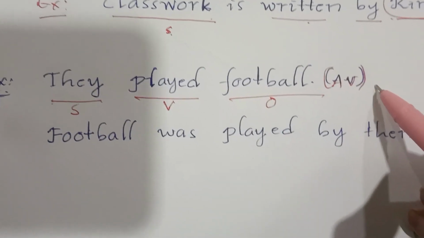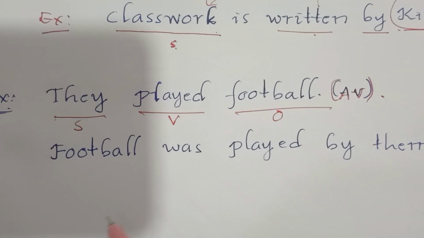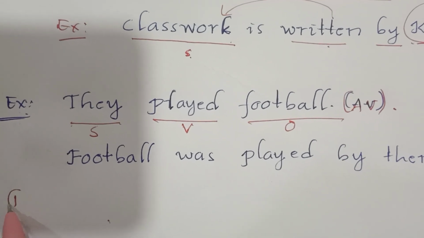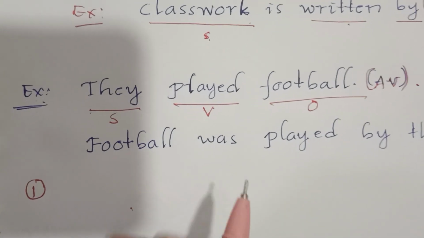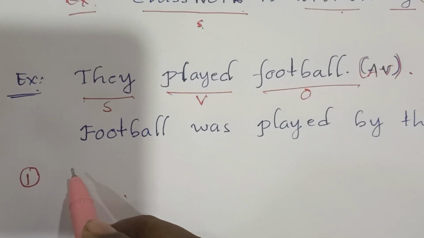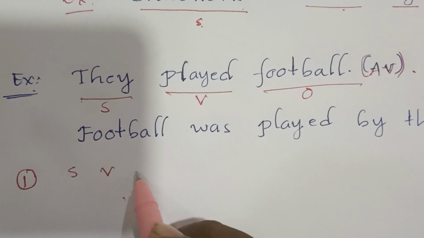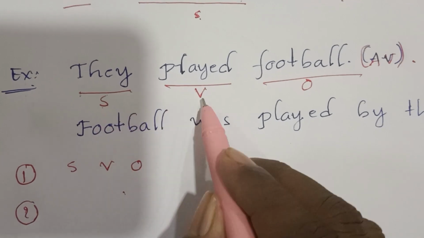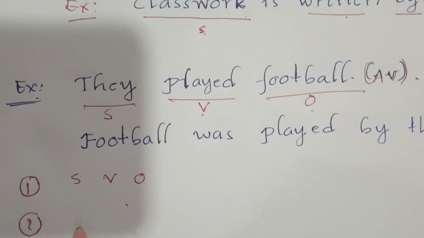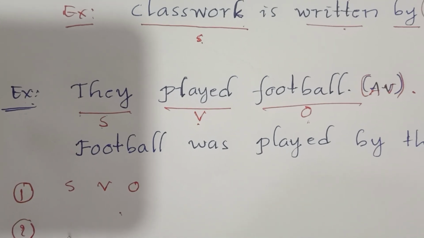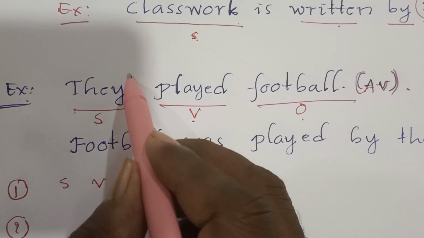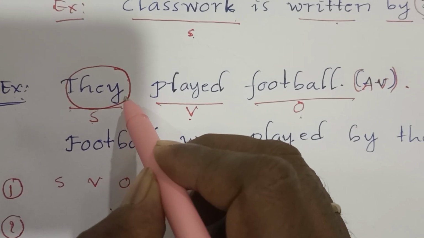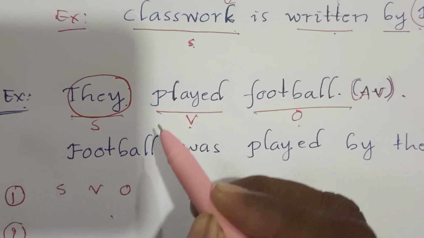See, it is an active voice sentence and we change it into passive voice. Rule number 1: first we have to identify subject, verb, object. Next, rule number 2: the subject in the active voice becomes the object in the passive voice.